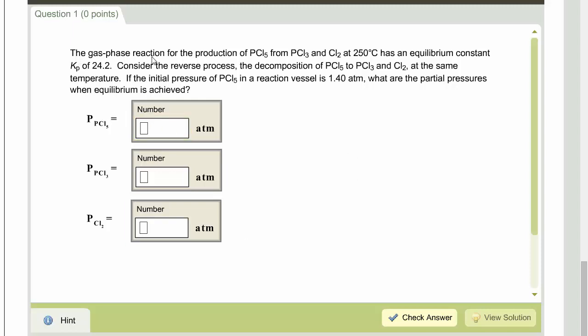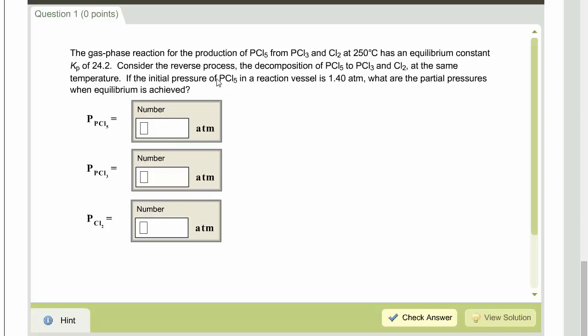The gas phase reaction for the production of PCl5 from PCl3 and Cl2 at 250 degrees has an equilibrium constant Kp of 24.2. It says consider the reverse process, the decomposition of PCl5 to PCl3 and Cl2. So this first reaction is making PCl5 from PCl3 and Cl2. Now it tells us we're going to consider the reverse process. So now we're going to start with PCl5. It's going to decompose into PCl3 and chlorine, Cl2, at the same temperature of 250 degrees.